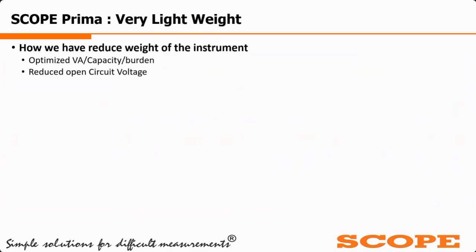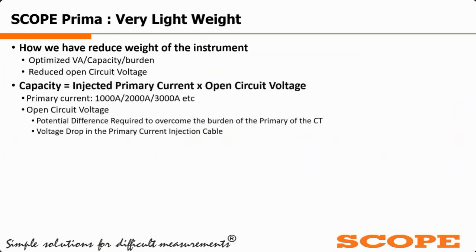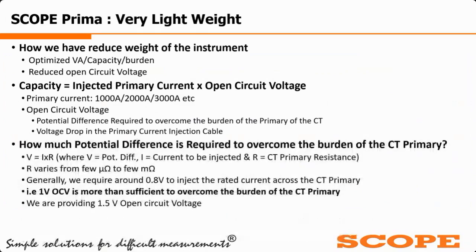Okay. So as I said, we have reduced the weight of the instrument, and we have optimized the VA requirement, the capacity or burden of the instrument. Also, we have reduced the open circuit voltage. As I said, the capacity is equal to the injected primary current times the open circuit voltage. The primary current is 1000 ampere or 2000 ampere or 3000 ampere, and the open circuit voltage is the potential difference required to overcome the burden of the primary side of the CT and the voltage drop in the primary current injection cable. Those calculations we have already seen.